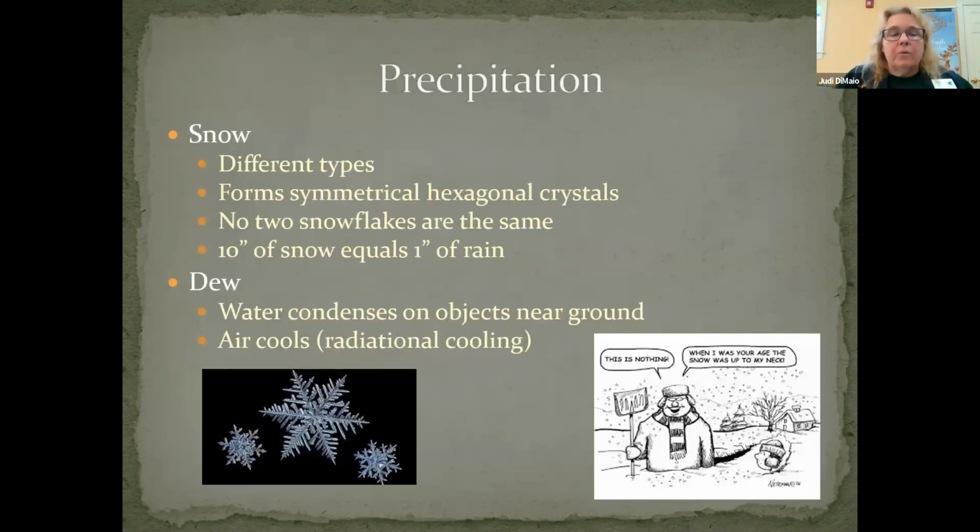You also have snow. There's all different types of snow, which forms hexagonal crystals, which means it's six-sided. No two snowflakes are the same, which I think is really incredible. I'd love to know how they figure that out. Anytime it snows, there's like trillions and trillions and zillions of snow crystals everywhere.